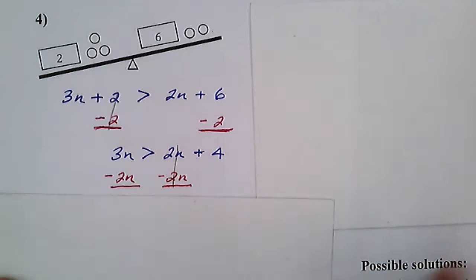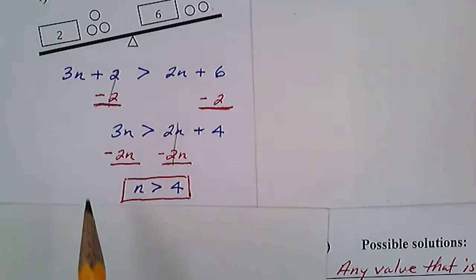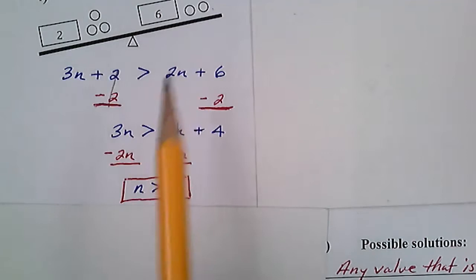What this is telling us is we don't know the exact weight of the nugget, but we know for this to be a true statement, for the left side to be heavier than the right side, this has to be larger than 4.